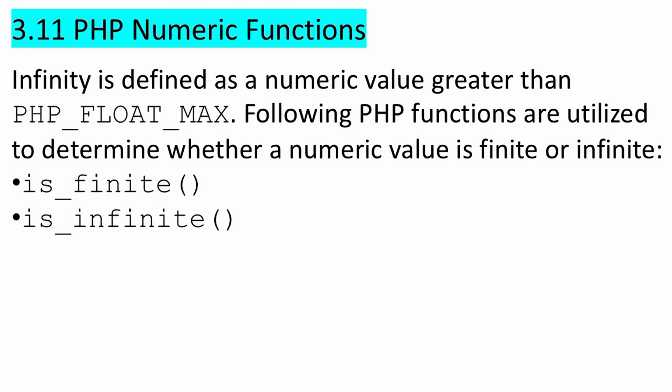The is_finite function is used to determine whether a number is within the range of finite values, meaning it's not infinite. On the other hand, is_infinite checks if a value has crossed the maximum floating point range and therefore represents infinity. These functions are extremely useful when working with very large numbers, scientific calculations or mathematical operations where results can sometimes overflow beyond normal limits. By using these functions, you can ensure that your code behaves correctly even when dealing with extreme numeric values.